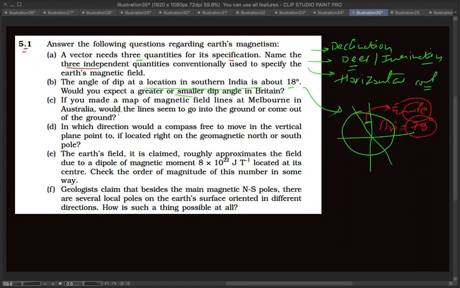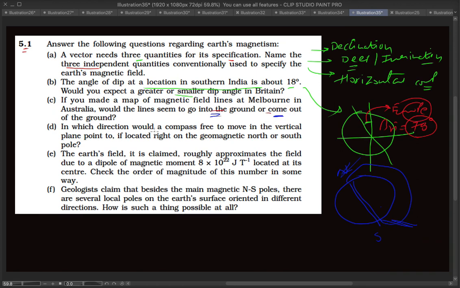If you made a map of the magnetic field lines in Melbourne, Australia, would the lines seem to go into the ground or come out of the ground? As we have discussed in our theoretical part, let's say this is my Earth and its magnetic field, and this is the magnetic north and magnetic south. The field lines are coming outside, and these are called the angle of inclination, and this is called the angle of declination. Melbourne is somewhere over here, so the field lines are going outside, so they would be coming out of the ground.